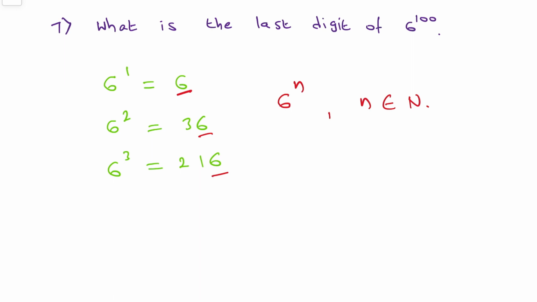Starting from 1 means it is the natural number system, because if you go with 6 power 0, then it will be 1. So the last digit is changing then. That's why we go with the natural numbers onwards. So always 6 power n will end with the digit 6 only.